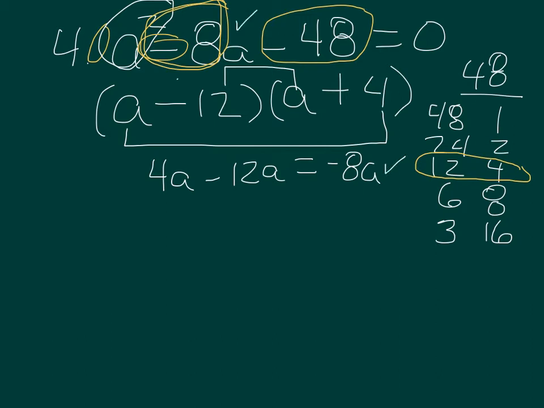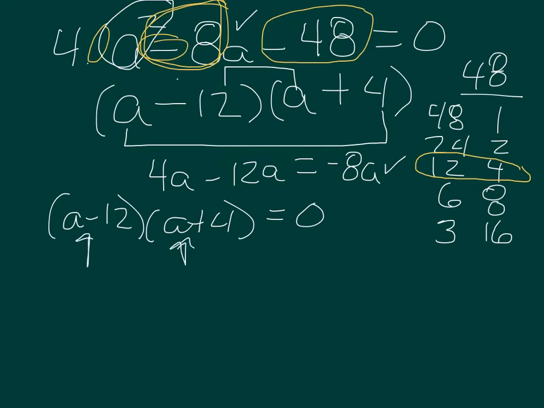One more step. So now I have a minus 12. So let me rewrite. a minus 12, a plus 4 equals 0. In order for this to be equal to 0, either this one or this one has to be equal to 0. That's just the function of multiplying by 0. So I am going to separate them. I am going to do a minus 12 equals 0, and I'm also going to do a plus 4 equals 0.